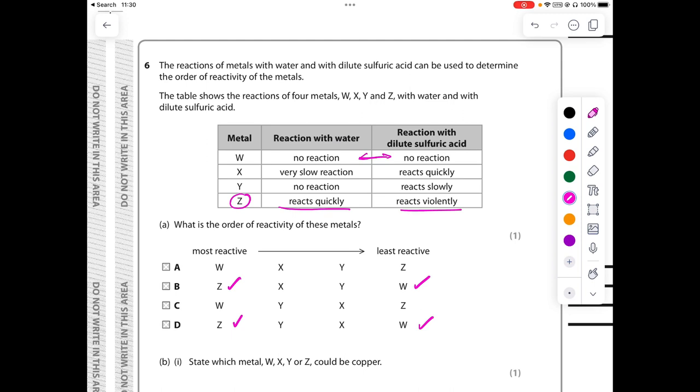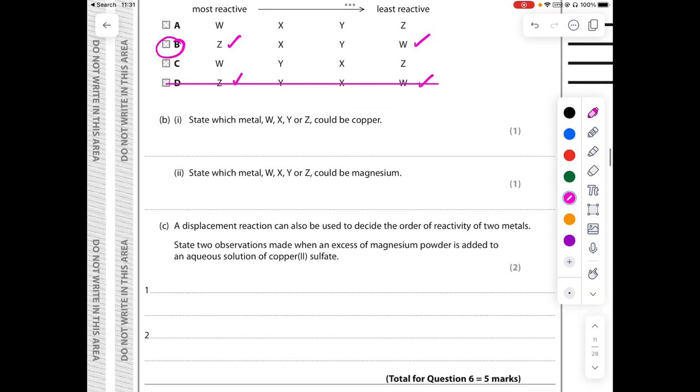X and Y, we can see that Y is less reactive, whereas X is reacting quickly when compared to Y. So Option B is going to be the answer, because X is more reactive than Y. So Z, X, Y, W. So option B is going to be the answer.